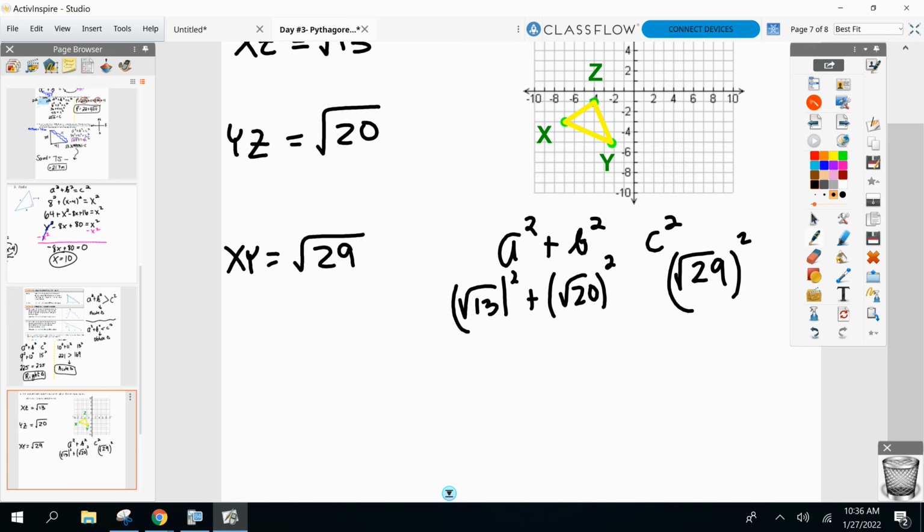If you do the square root of 13 and square it, what do you get? 13. If you square the square root of 20, you end up with 20. Are you seeing a pattern here? If you square any radical, you just get the number underneath. So 29, how do they compare now?